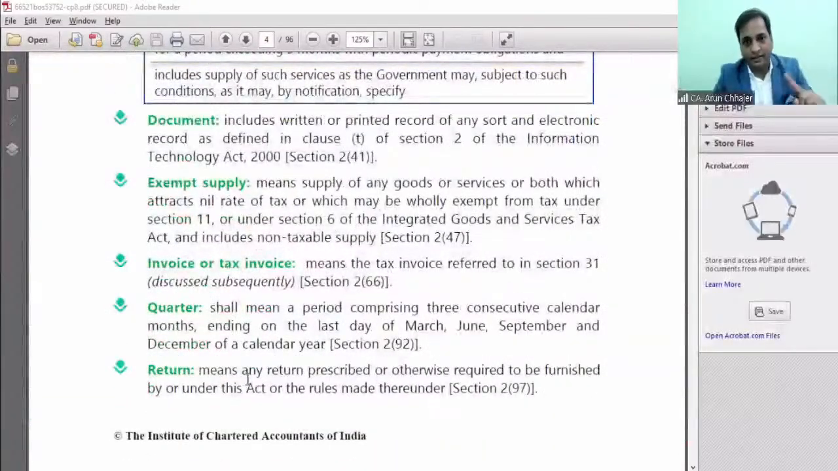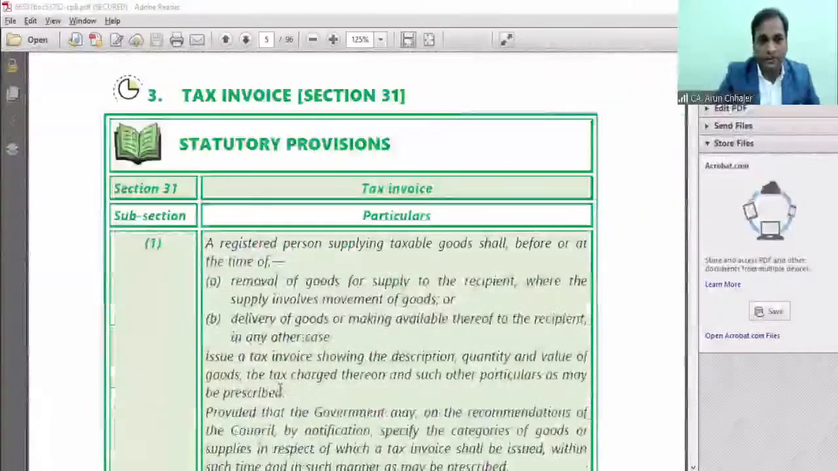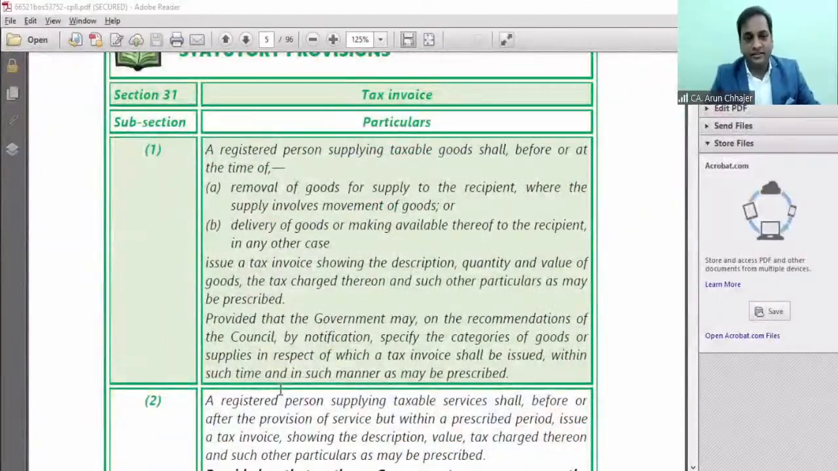Wherever it is applicable, I will come to the definitions during chapter 1. Section 31 is the main section for the tax invoice.